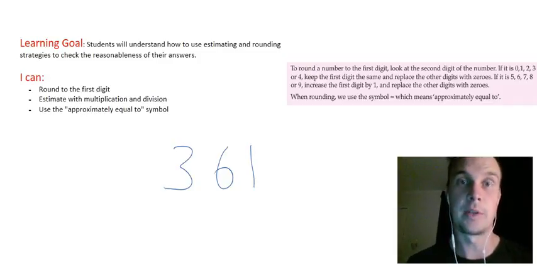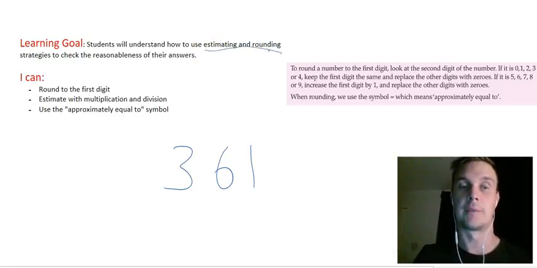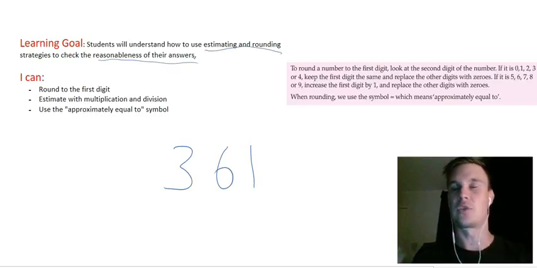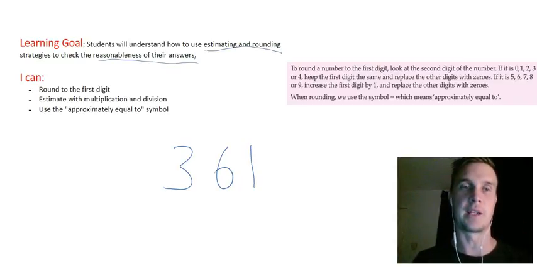In this video, we're going to be looking at estimating and rounding. The learning goal for the video is that students will understand how to use estimating and rounding and the strategies to check the reasonableness of their answers. The reason that we use this is that we want to be able to check that the multiplication or the division equations that we do are around the right answer. And we use this by doing estimating and rounding.